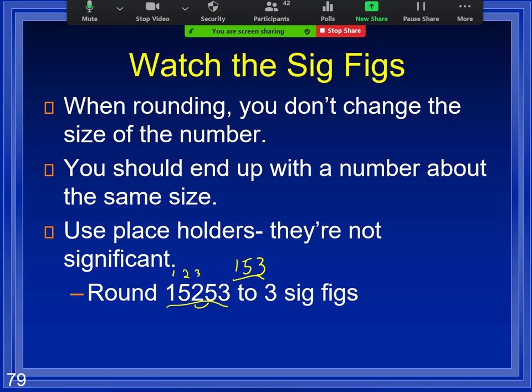If I owed you $15,253 and said, hey, let's round that off, here's $153, you probably would not accept that as full payment. We're not even close to it. It's not the same size. So to keep it the same size, I've got to remember that the 1's in the 10,000s, the 5's in the thousands, the 3's in the hundreds. So I need to keep that in the hundreds. So I have to put those 2 places that I dropped off, I have to put those placeholders back in. And I get 15,300.